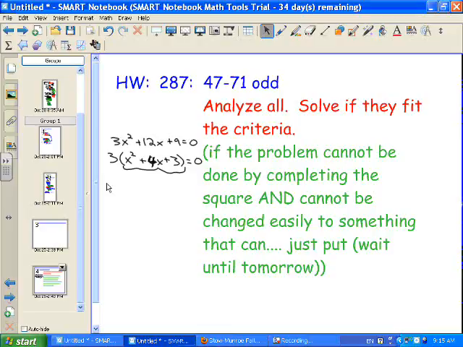Now, there are 3 ways to solve these things. We have factoring, which you guys get pretty good at. There's completing the square, which rarely works. And then there's the next method that we'll learn.